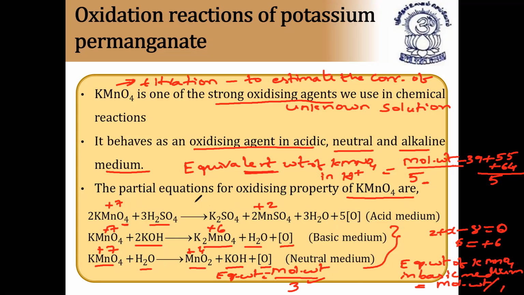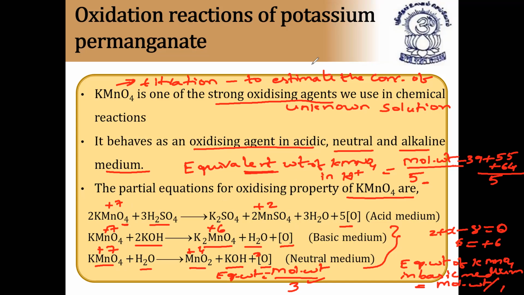So the partial equations for the oxidizing property of KMnO4 are: 2 KMnO4 combines with 3 moles of sulfuric acid to form potassium sulfate, 2 moles of manganese sulfate, and 3 moles of water, plus 5 moles of nascent oxygen. 5 moles here, that's why the difference is 5. And here it is 1 mole of oxygen, that's why the difference is 1. And here 3 moles of oxygen should form, and the difference is 3.